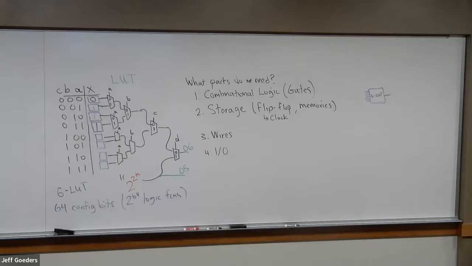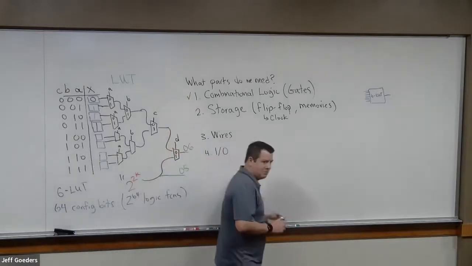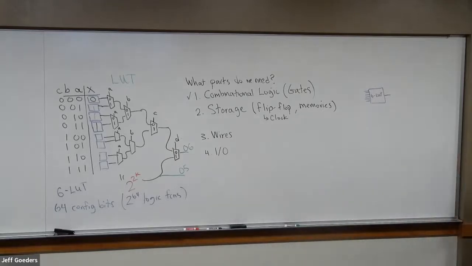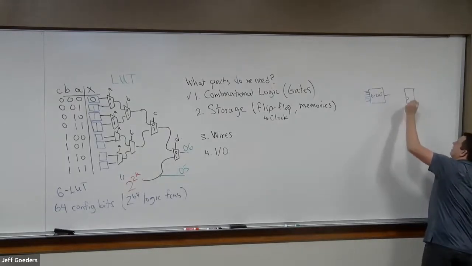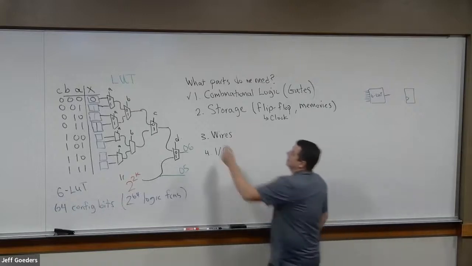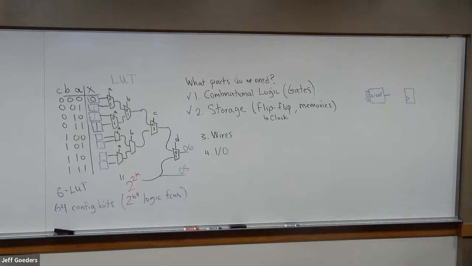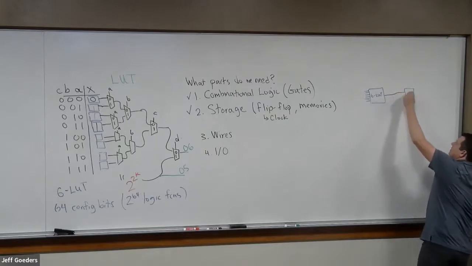Okay, so we've done this. We now have programmable combinational gates. That's our first piece. The next piece is we said we need some storage. This is not as exciting. We now have some storage. If you don't know how to build flip-flops, you can go back to 220 and learn how to build flip-flops. But at the end of the day, we're just going to drop a flip-flop down. And we probably want to connect this in here.